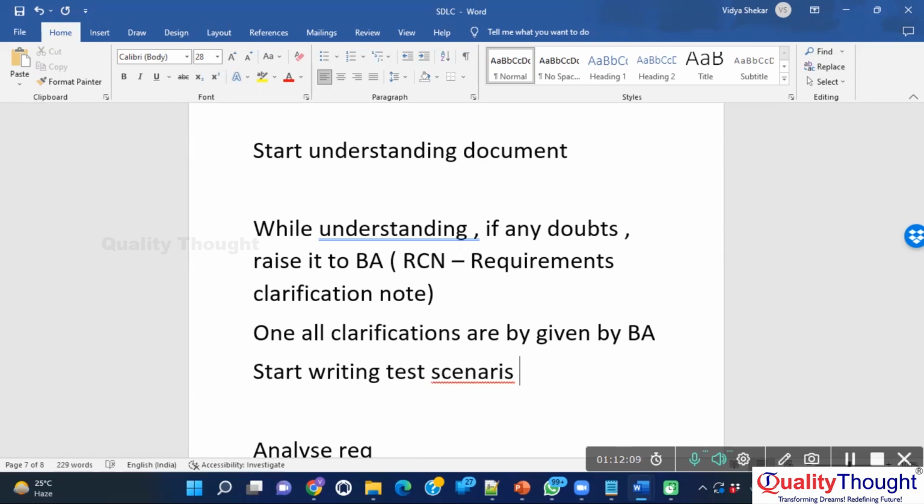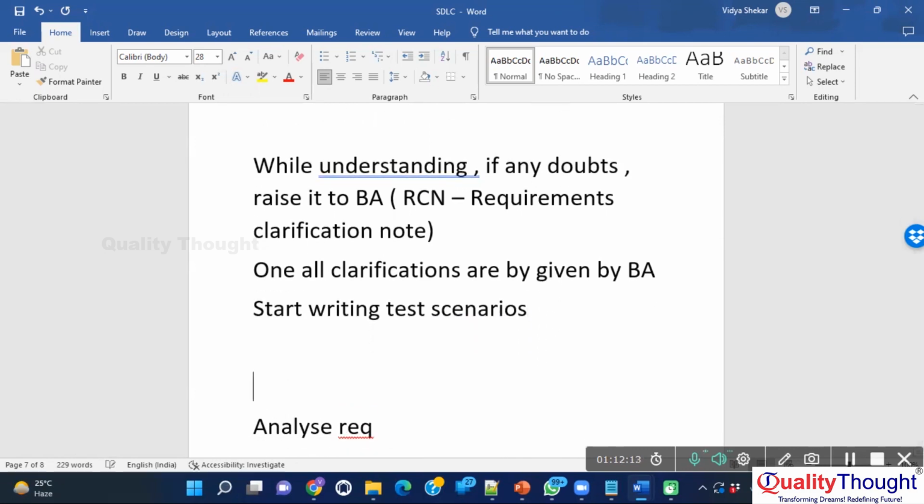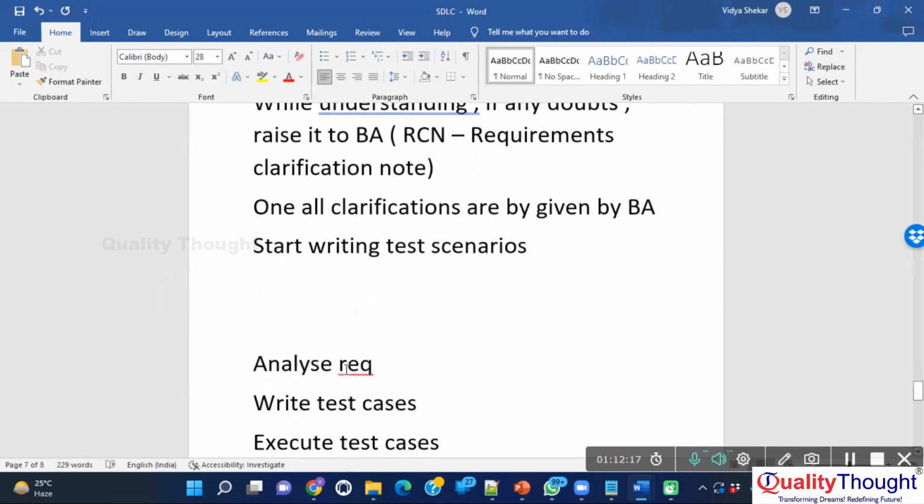Yes or no? Correct. Some companies will write test scenarios, some companies will not. Why? Because these test scenarios are generally used by the BAs to certify the build. Then you start writing the test cases. That means test cases are developed from test scenarios.